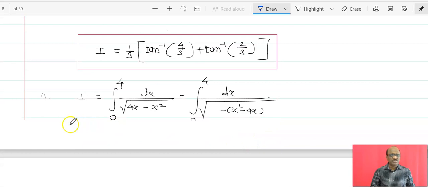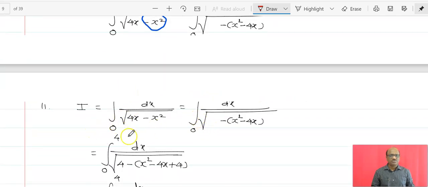Now the problem number 11, that is I is equal to integral 0 to 4 dx upon under root of 4x minus x square. Whenever there is a minus sign for this x square, always take the minus sign as common. Now here we will take the minus sign as common, that is the integral 0 to 4 dx upon under root of minus in bracket x square minus 4x. And therefore I is equal to integral 0 to 4 dx upon under root of x square minus 4x.